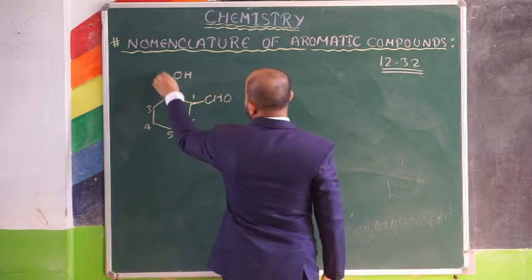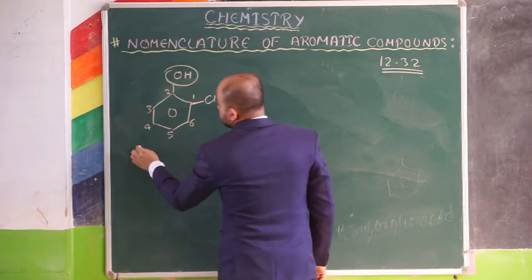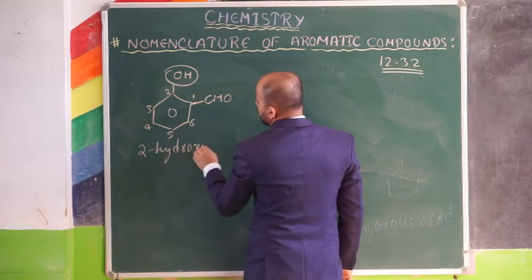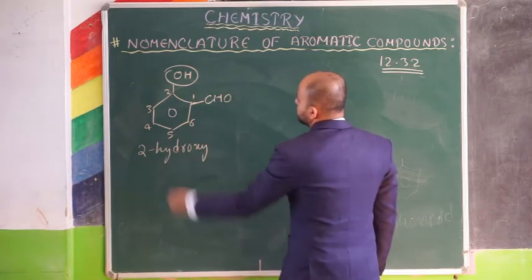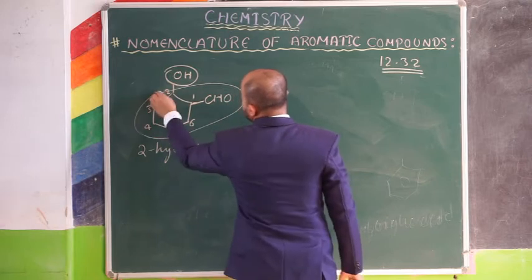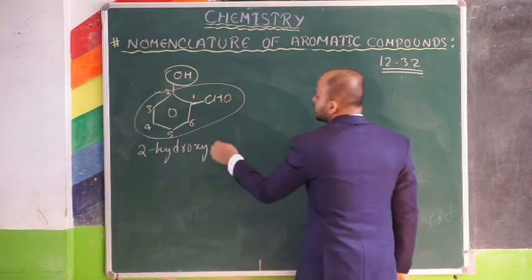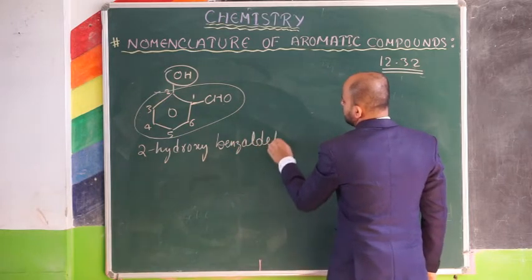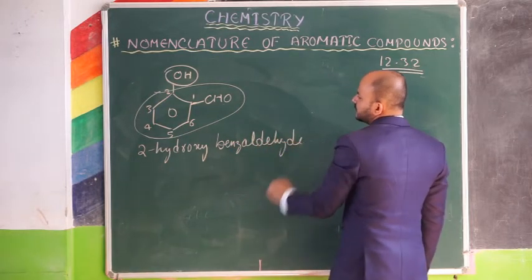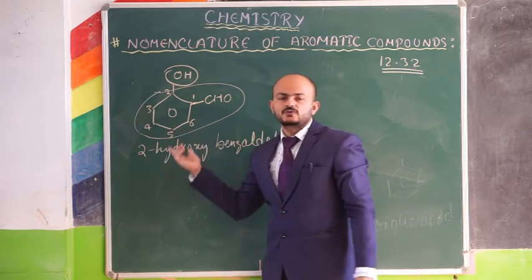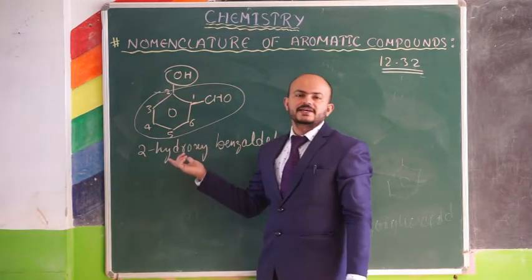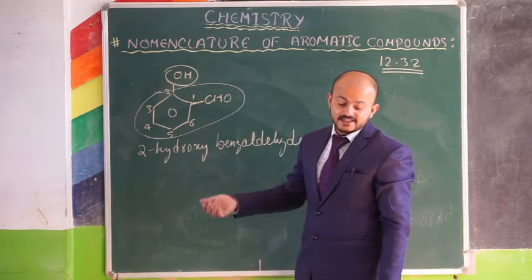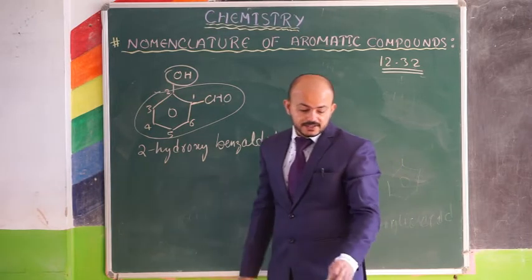So we start numbering the carbons 1, 2, 3, 4, 5, 6. At 2 position, you have hydroxy, therefore 2-hydroxy. And this as a whole is benzene ring along with aldehyde, which is benzaldehyde. Its common name is also salicylaldehyde. Okay, it's given in the book. Salicylaldehyde. Remember that.